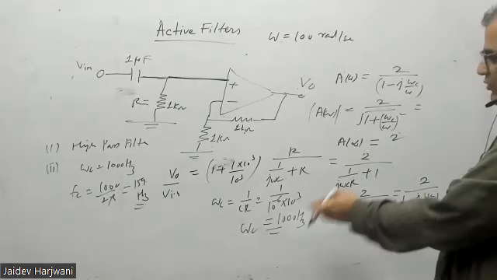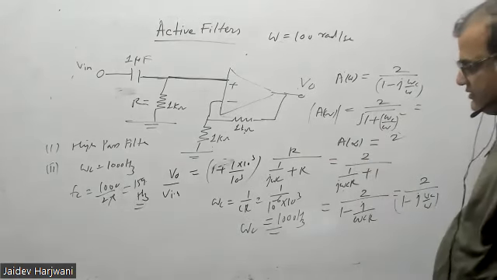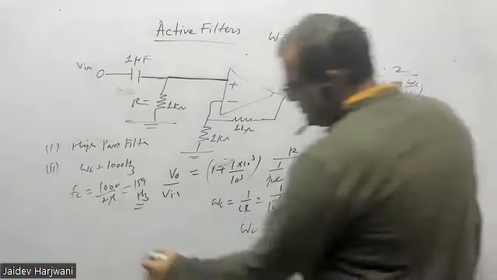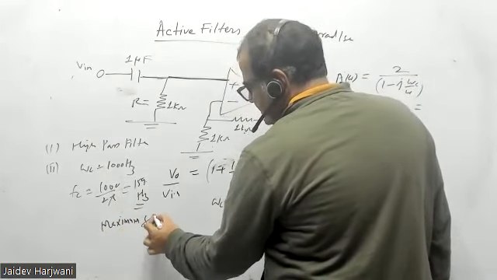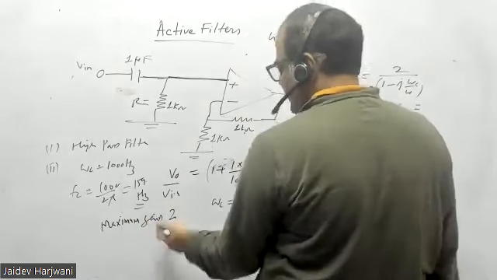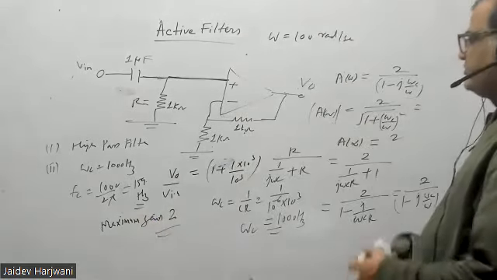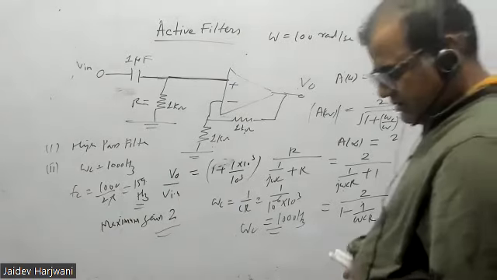So you should understand this calculation is easy, okay? Now, the maximum gain is 2, because of the non-inverting configuration, so the gain is also coming positive, and the value is due to positive only, so positive gain. Okay.